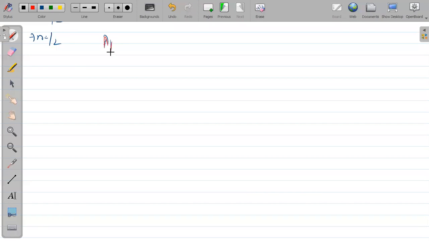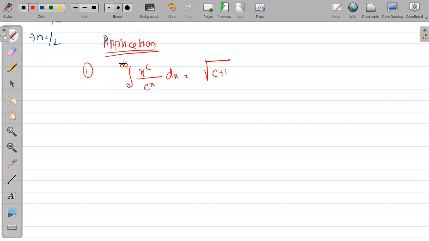Application part. First thing I am writing here. This also sometimes as a property can be used, so you should know. X to the power c, c to the power x. Improper integrals. These are all, if the infinity is the limit, this is known as improper integral.